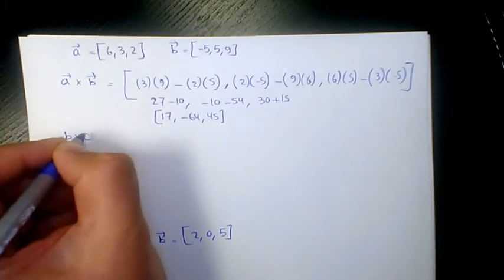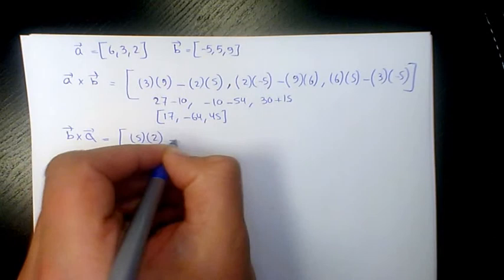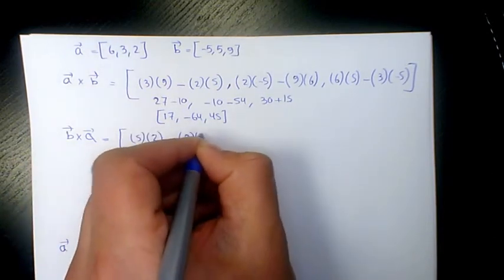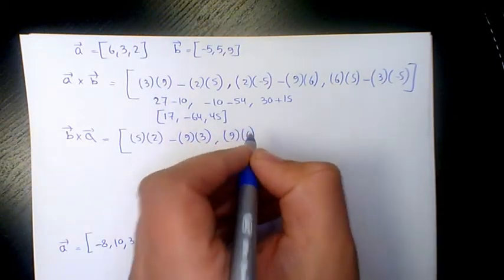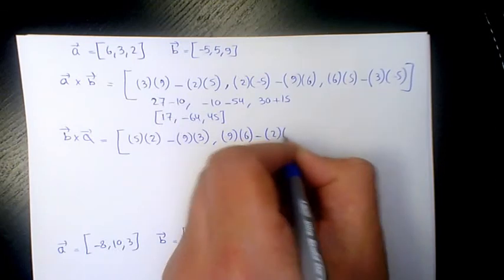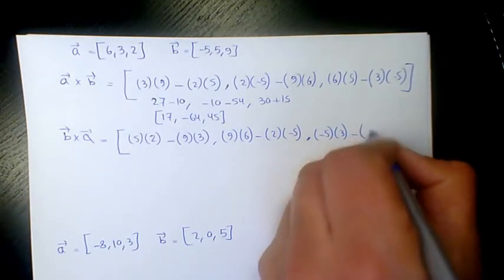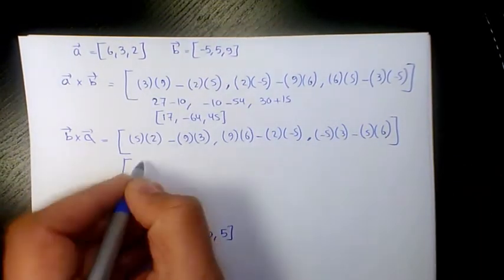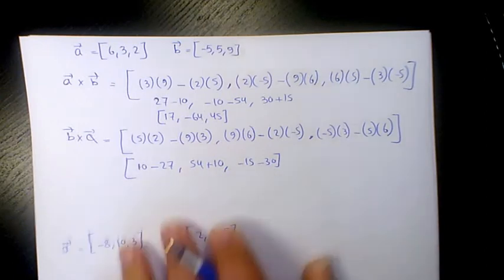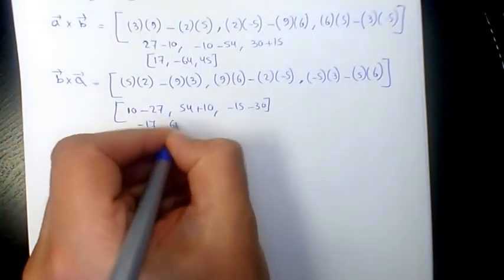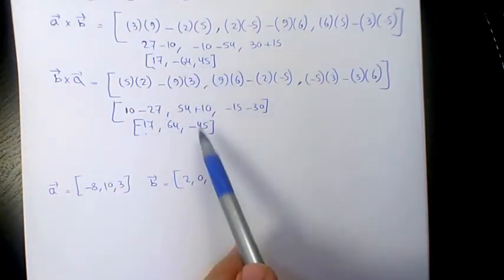On the other hand, we have the cross product of B and A. That will be B2A3 minus B3A2, B3A1 minus A3B1, then we have B1A2 minus B2A1. So it's going to be 10 minus 27, 54 plus 10, negative 15 and negative 30. That will be negative 17, 64, and here we have negative 45. Again, here we have 17, negative 17, negative 64, 64, 45, and negative 45.